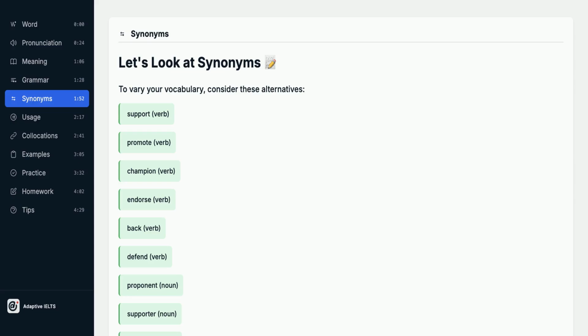To vary your vocabulary, consider these alternatives. Support, promote, verb. Champion, verb. Endorse, back, defend, proponent, noun. Supporter, noun. Champion, noun. Backer, noun. For writing Task 2, sophisticated alternatives include promote, endorse, and champion.